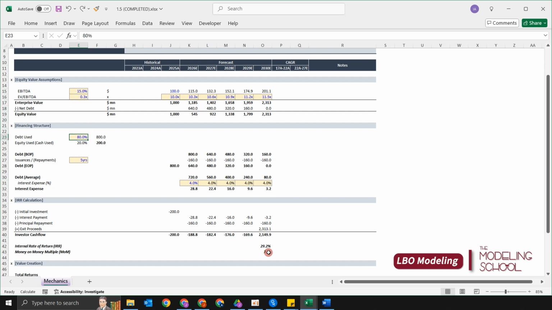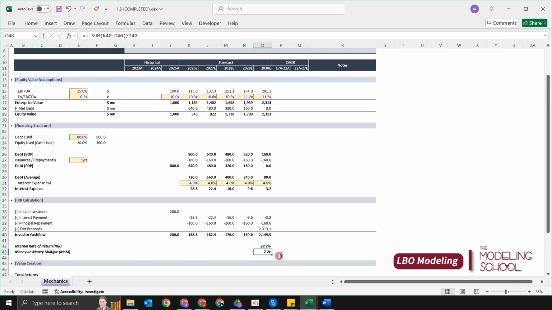Let's change debt used to 0%. This is what we really wanted to show you, that leverage actually benefits the returns. So let's assume that 0% debt was used and it was 100% cash investment. In this case, IRR drops to 18%. It's more than a 10% point drop. It's quite significant, and compared to when 80% debt was used, it's quite different.